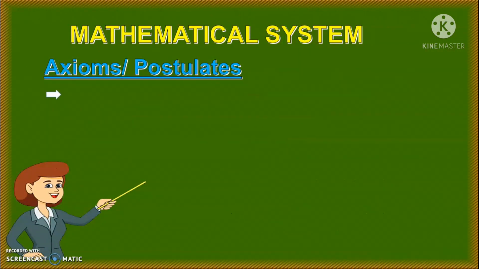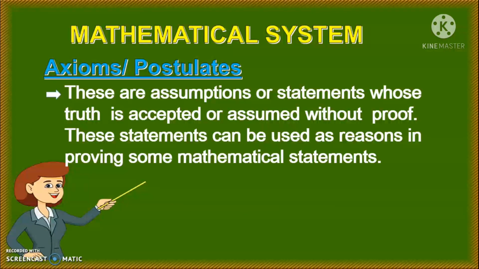So, what are axioms or postulates? These are assumptions or statements whose truth is accepted or assumed without proof. These statements can be used as reasons in proving some mathematical statements. Magagamit natin ang axioms or postulates in proving or as a reason in proving some mathematical statements. By the way, meron tayong 6 postulates.